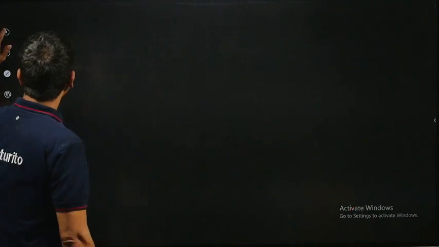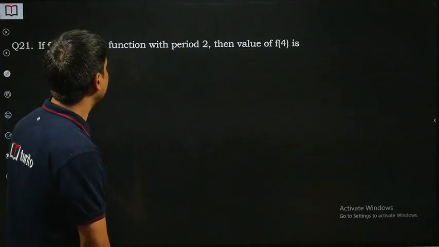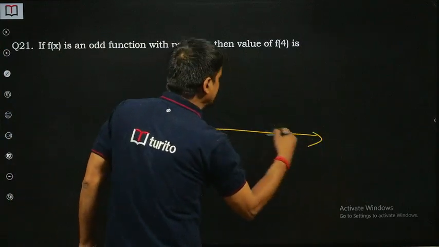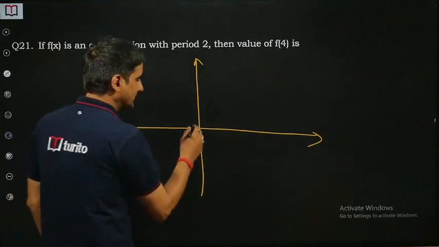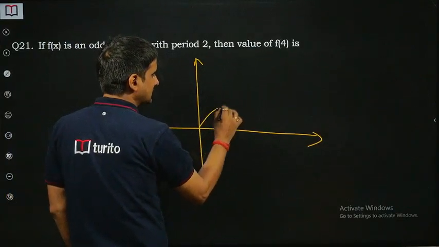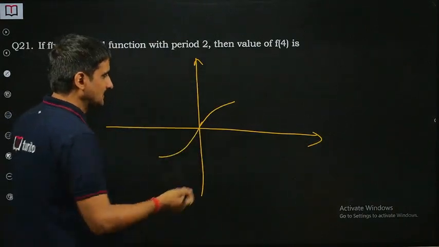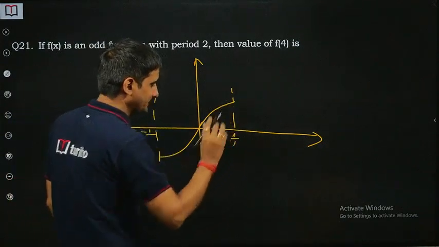Done. So that was question number 20. Moving to question number 21. If f(x) is an odd function with period 2, then the value of f of 4 is the same as. Odd function, assuming it's a continuous function, so it's symmetric about the origin. Period 2 means this is from -1 to 1.